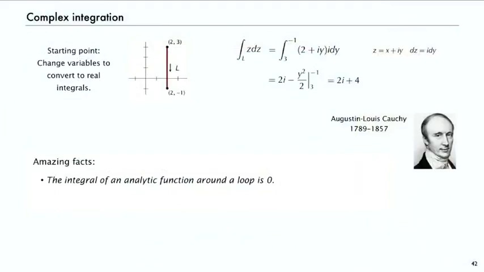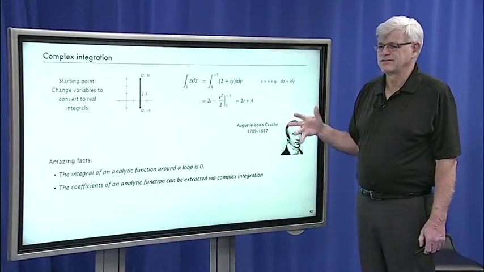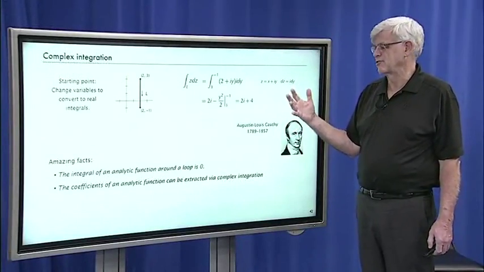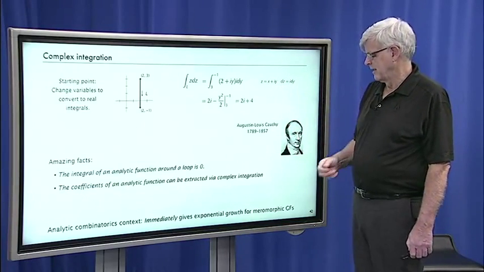And some amazing facts is that if you have an analytic function in a region and you have any path of integration that's a loop, the integral is going to be 0. And not only that, relevant for analytic combinatorics, you can get the coefficients of a complex function by complex integration. So that's what we're going to look at next. This is due to Cauchy, and these facts are, again, part of the foundation of a deep and beautiful theory that we're going to take advantage of.